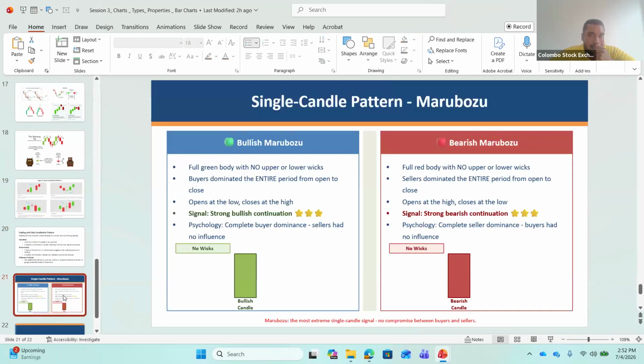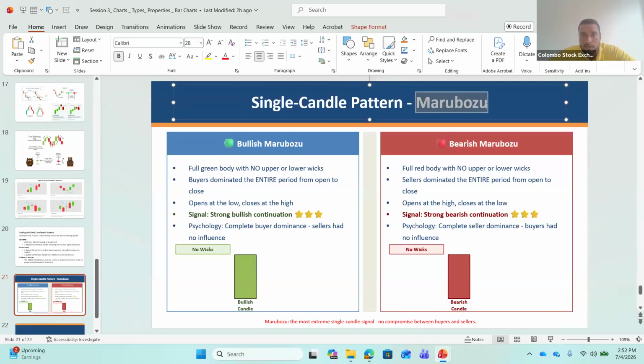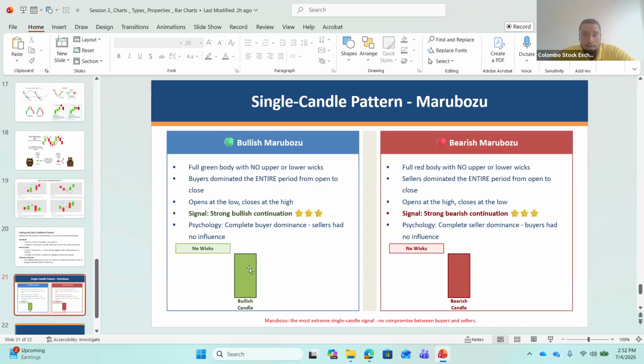And we have another single candle pattern, which is called Marubozu. These are Japanese names, right? Because we earlier discussed these candlestick patterns were first introduced in Japan. In the Marubozu candle, you don't see any wicks, only the body. In a green candle, this is the opening price, and this is the closing price.